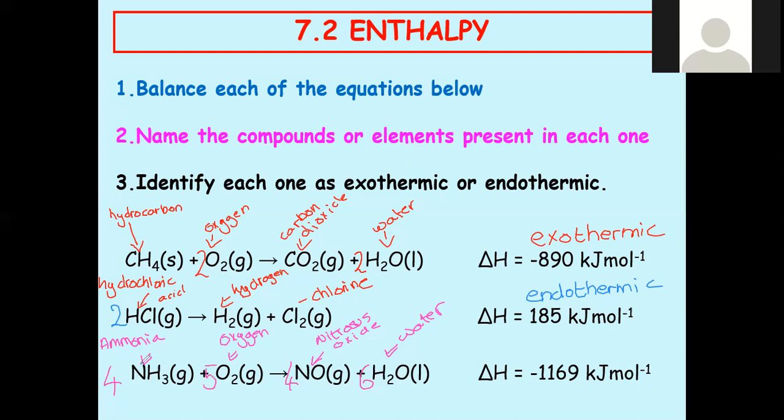And you can double check: 4 nitrogens, 4 nitrogens. Yep. 12 hydrogens, 10 oxygens, 4 oxygens, 6 oxygens overall. Okay, this reaction has got a negative enthalpy change, which means it is an exothermic reaction. Oh, exothermic reaction. There we go.